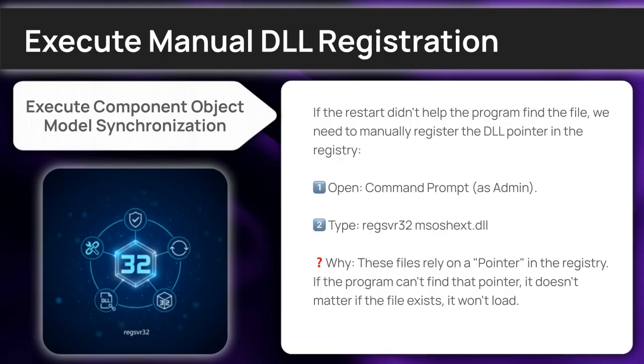If the restart didn't help the program find the file, we need to manually register the DLL pointer in the registry. First, open Command Prompt as admin. Second, type regsvr32, followed by your file name causing the error, then hit Enter.